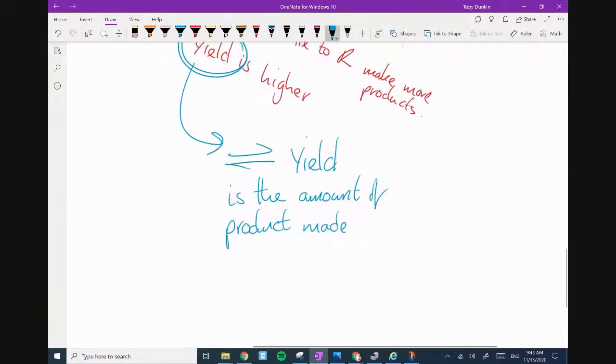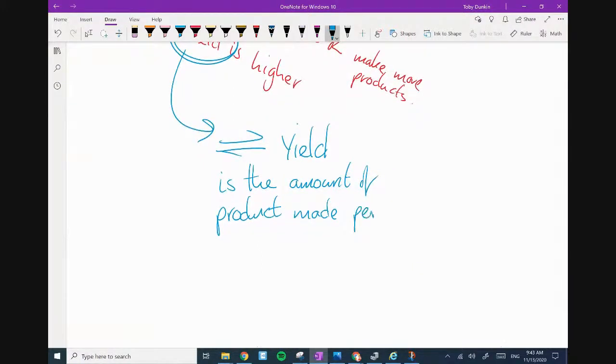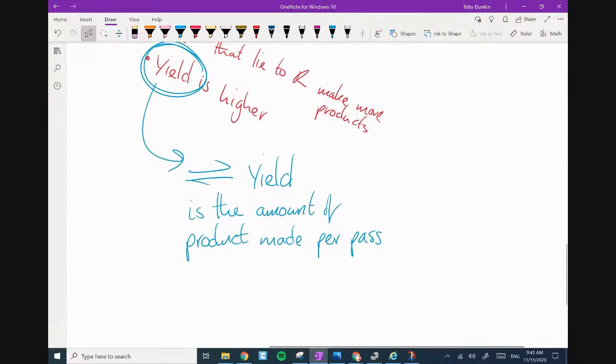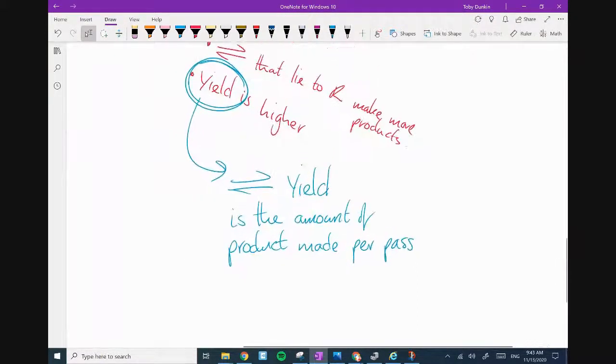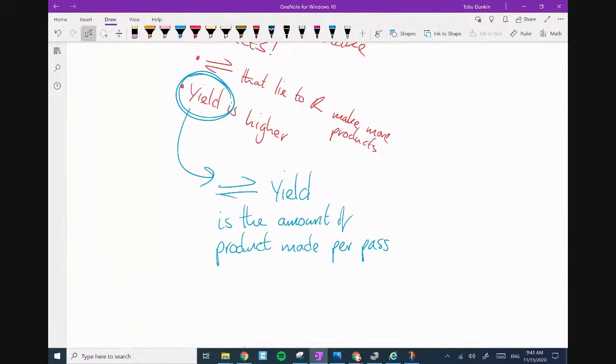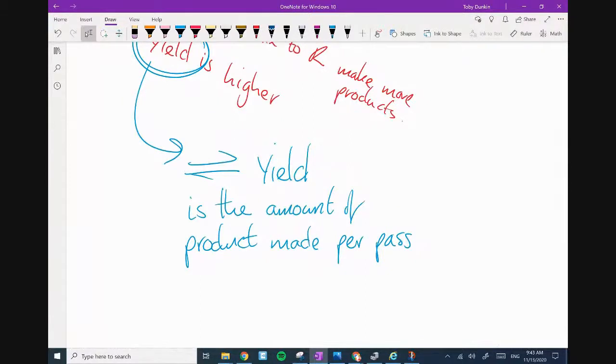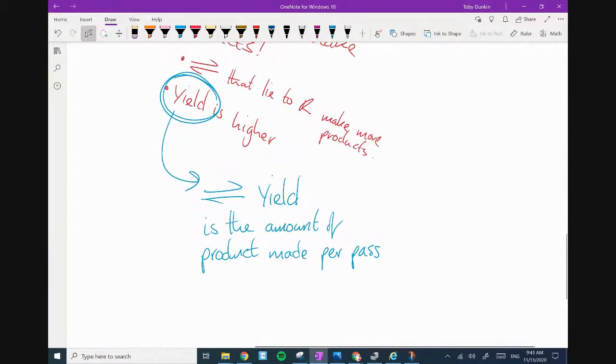Now this is the really complicated bit. Per pass. I know this is horrible, I'm sorry for this. The amount of product made per pass. The reason being is we recycle. Equilibriums are tricky because once it reaches equilibrium, it stops changing, so you've got to remove the products. They then take out the products and recycle everything back in that hasn't reacted.